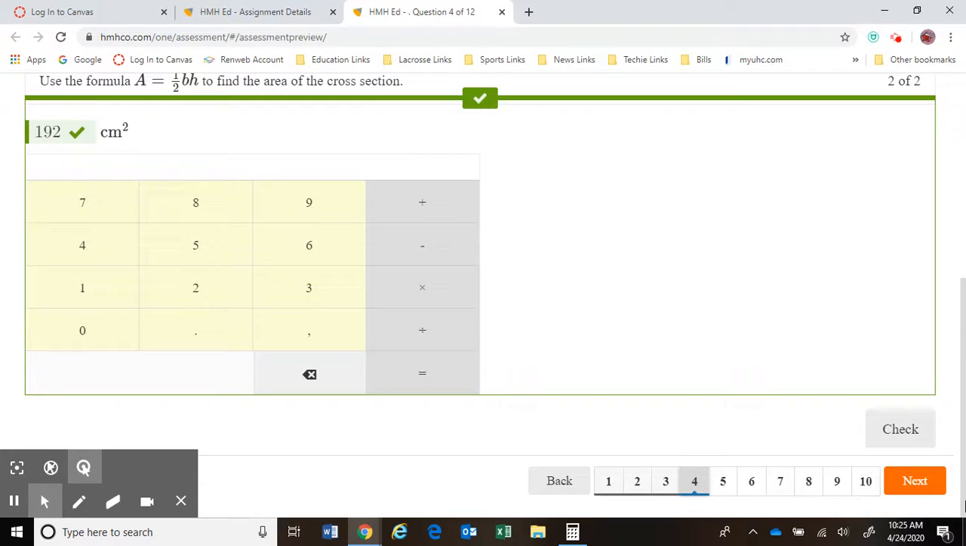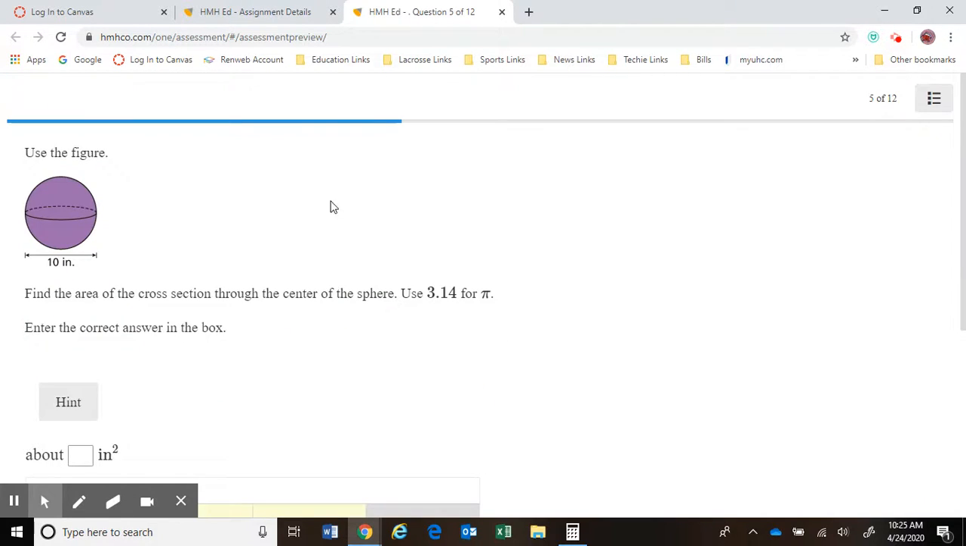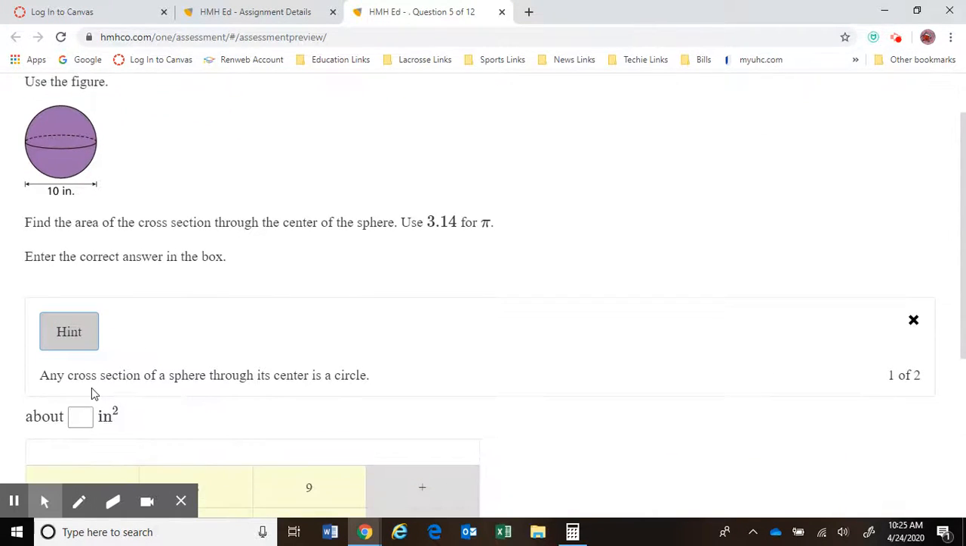You can utilize this when you take the test for a couple of questions. Okay, we got a sphere, and we need to find the area of the cross section through the center of the sphere. So what shape is being produced there? You got it, it's a circle. And what do we need to find the area of a circle? That's right, we need the radius. We need pi r squared.